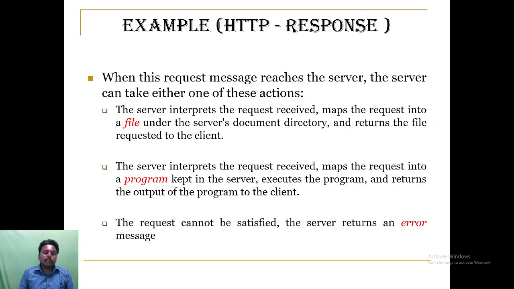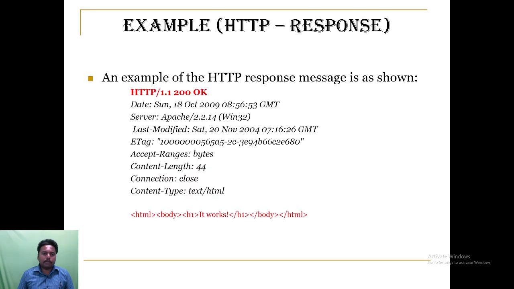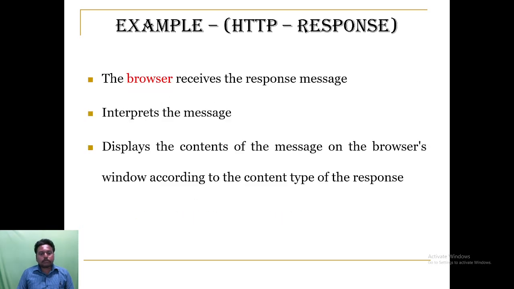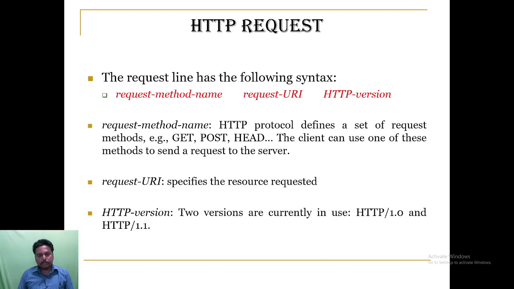When the request message reaches the server, it can take one of these actions. The server interprets the request received, maps the request into a file under the server's document directory, and returns the file to the client. Or the server interprets the request and runs a program, or delivers an error message. The browser receives the response message, interprets it, and displays the contents in the browser window according to the content type of the response.